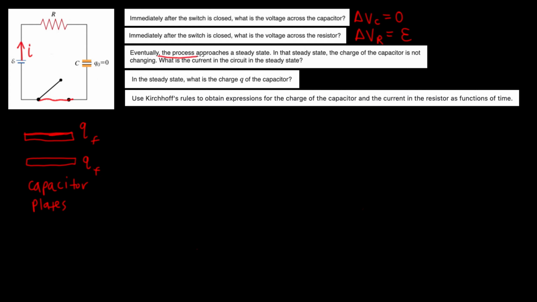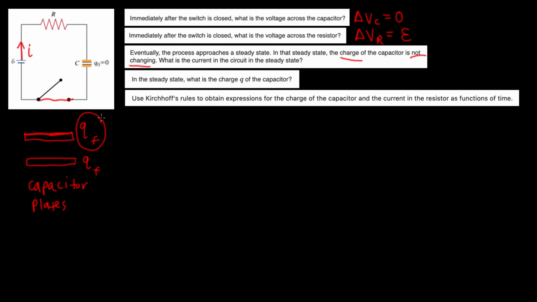Now let's answer the third question. Now the third question isn't at time equals 0. Instead, it's at steady state. Or in other words, this question happens after a long time after the switch is closed. And notice that we're looking at the process at steady state and that the charge of the capacitor is not changing. And so the charge of the capacitor at this point is remaining constant at steady state. And so this is long after we close the switch.